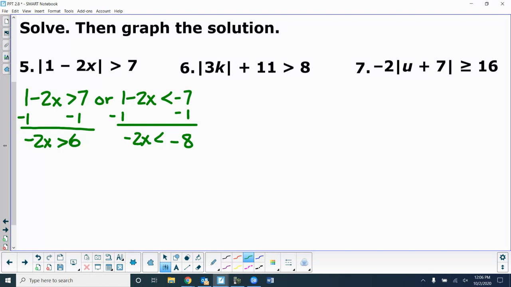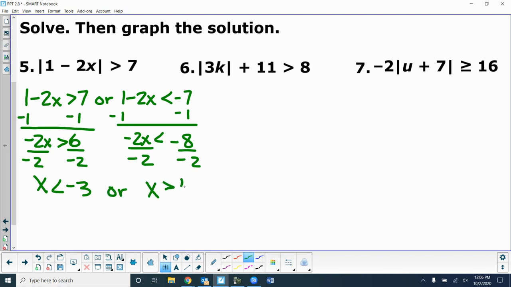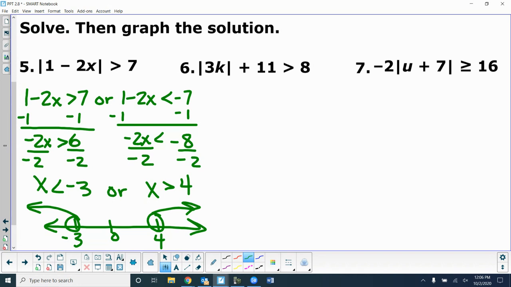And then divide by -2. What's going to happen? We're going to flip our signs, because we divided by a negative. So it's less than -3 or greater than 4. And that's what a disjunction, an "or" problem, is supposed to do: go in opposite directions when you graph, the majority of the time. Okay? Questions?